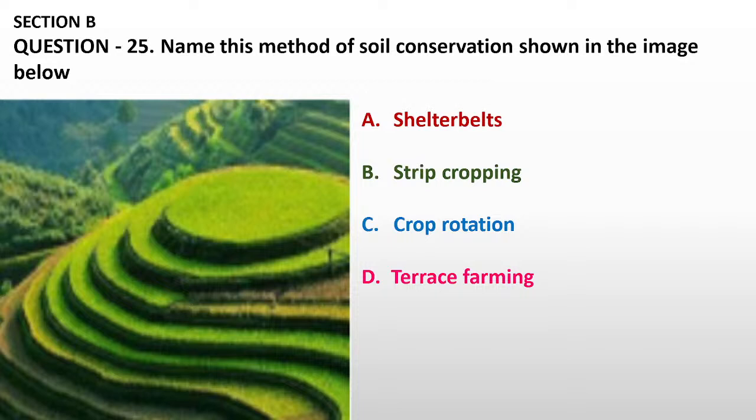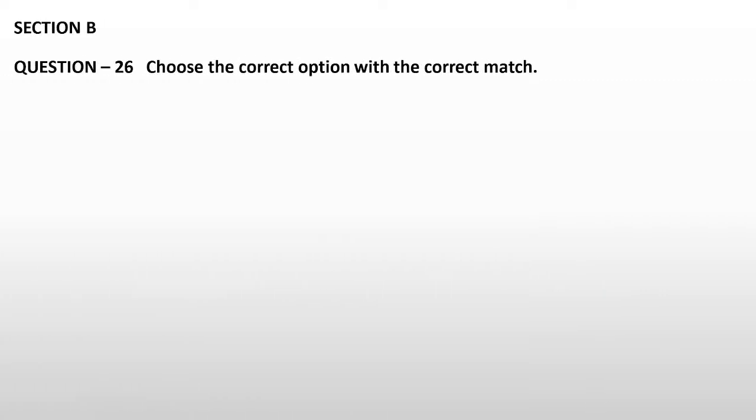What should it be? And the correct answer for this question is D. It is terrace farming. So the method which has been shown in the image for soil conservation is terrace farming. Going ahead, section B, question number 26.